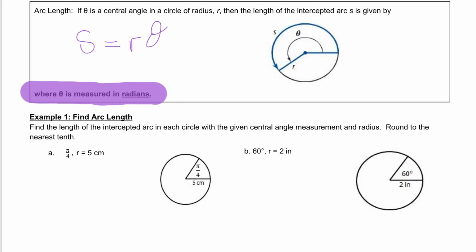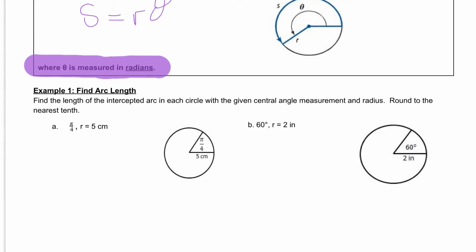If we take a look at example 1, we want to find the arc length of the intercepted arc in each circle with the given central angle and radius, rounding to the nearest tenth. So here's what we're trying to find. In letter A, we are looking for this arc length, which is S. And we're given the angle, which is pi over 4, and the radius, which is 5 centimeters.